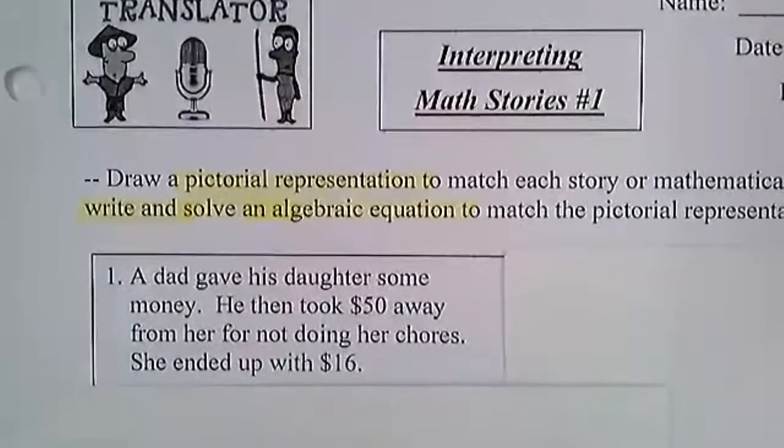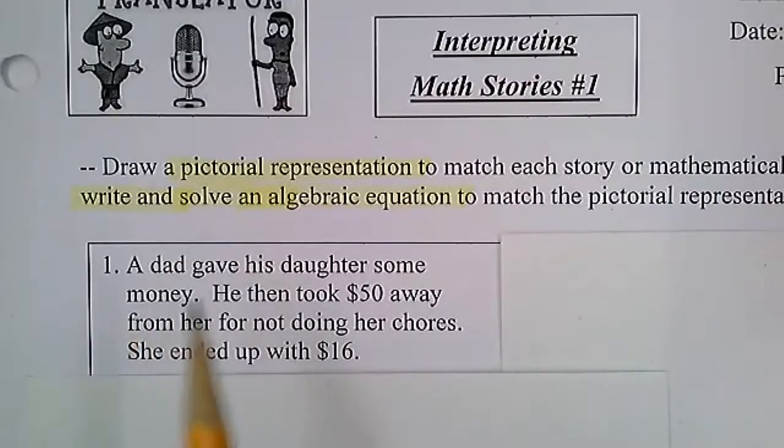On number 1, it says a dad gave his daughter some money. We don't know how much money, so that's an unknown. He then took $50 away from her for not doing her chores. She ended up with $16. Okay, so we want to take this little mini story and translate that into an expression.